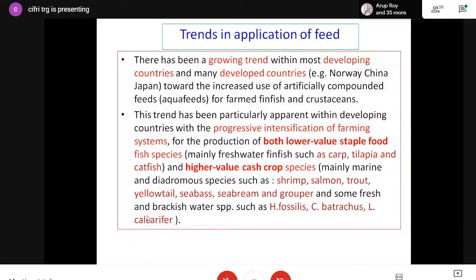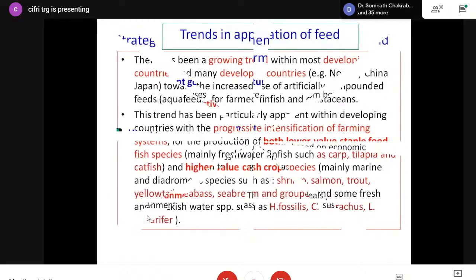And we have been putting feed for all the farming of these carps, tilapias, and catfishes, as well as for the high value cash crop like shrimps, and of course worldwide a few other species like salmon, trout, yellowtail, and seabass. These are high value species, and they are all feed based, and they are cultured under intensive farming systems.